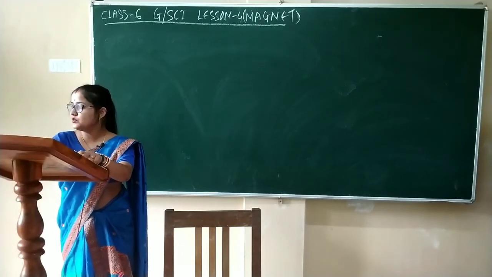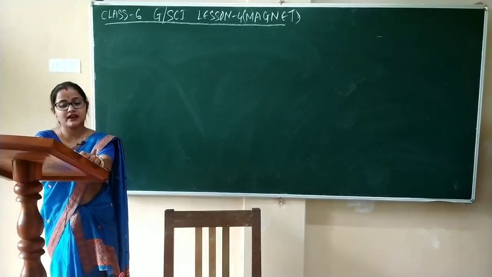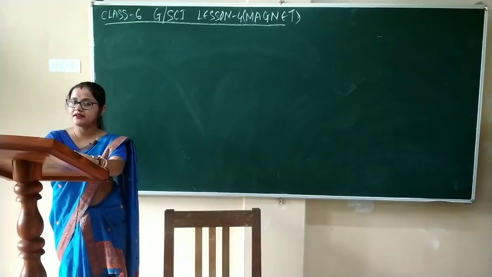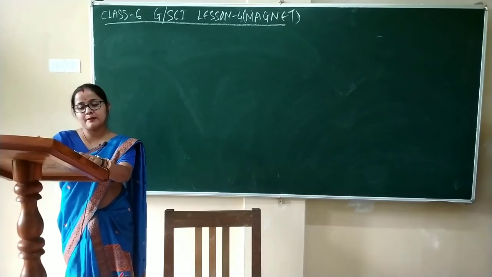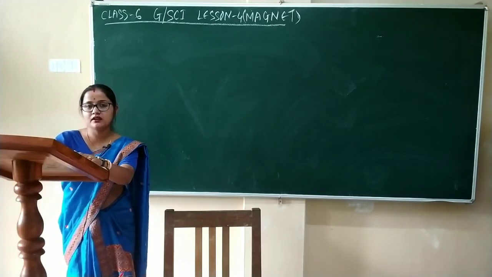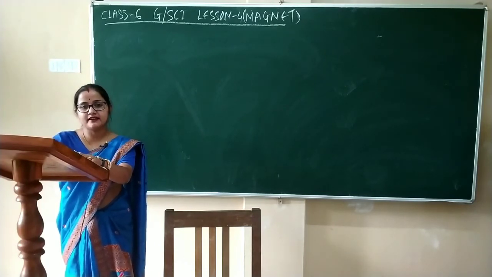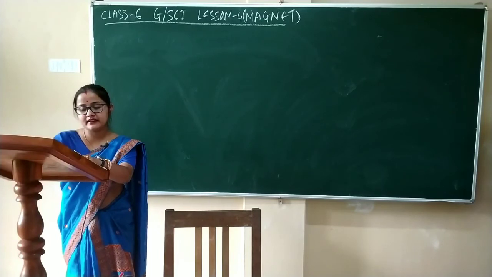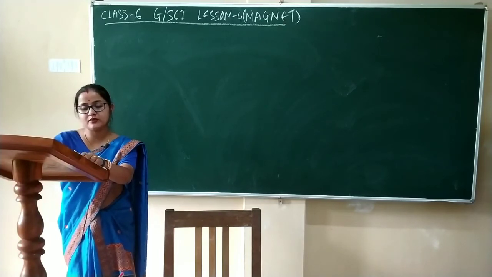Now, what are the uses of magnets? A compass is used to know the direction. Since a magnet points in a north-south direction, it is especially helpful to whom? Sailors. Why? Because it helps explorers to travel when landmarks are not known.